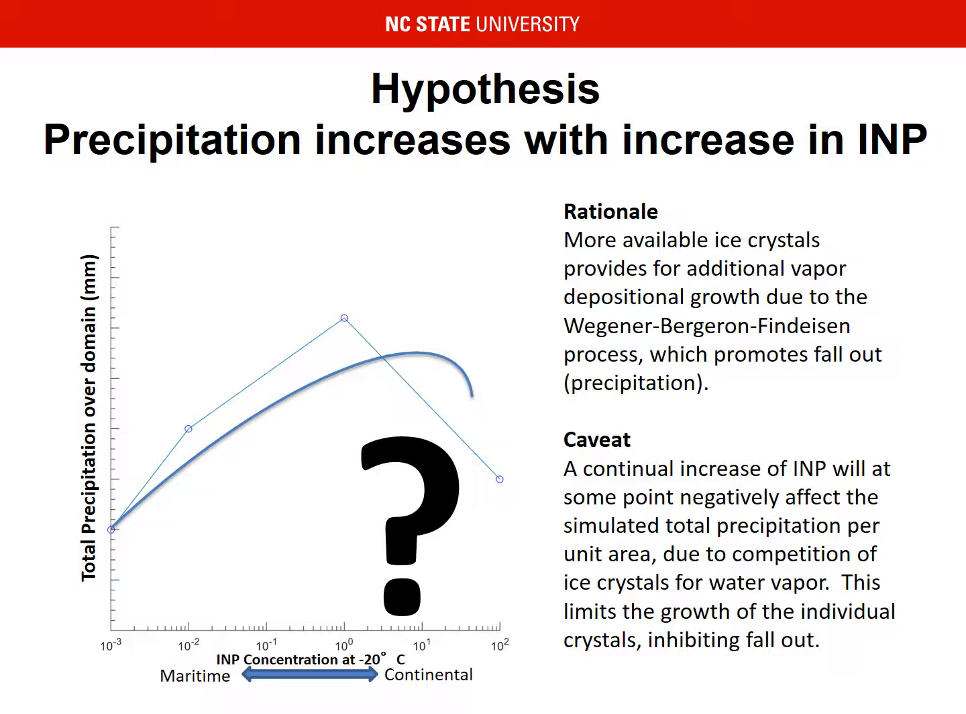promotes their fallout. Now, there's a caveat in this hypothesis, which is illustrated off to the left as well, and that is that at a certain point, a further increase in the INP will actually have a negative impact on the precipitation. You can think of it like this: if we saturate a cloud with so many ice crystals, at a certain point, the ice crystals are now in competition with one another for water vapor. And this competition for water vapor actually limits their individual growth, thereby inhibiting their fallout.